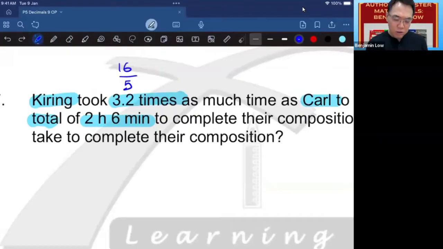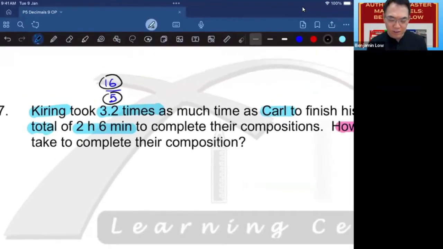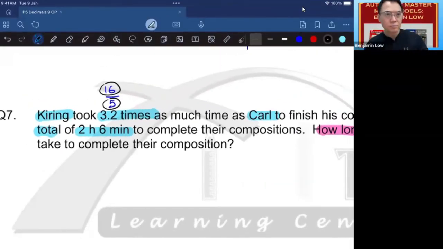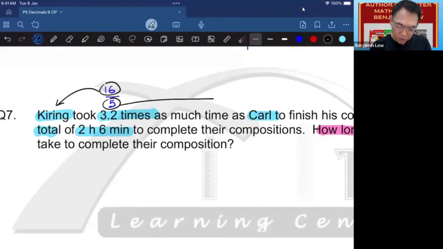So now the question again becomes, what is 16 and what is 5? So I'll give you a moment to answer that question. Okay, what was your answer? Your answer should be that Kiring is 16 and 5 would be Carl. All right, so we draw a model, and the model will be 16 units for Kiring and 5 units for Carl.